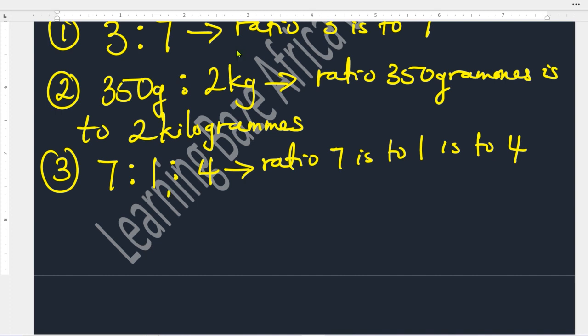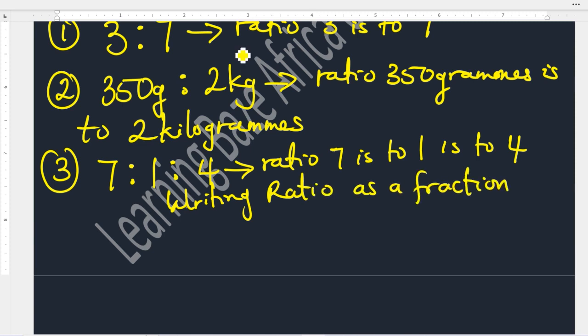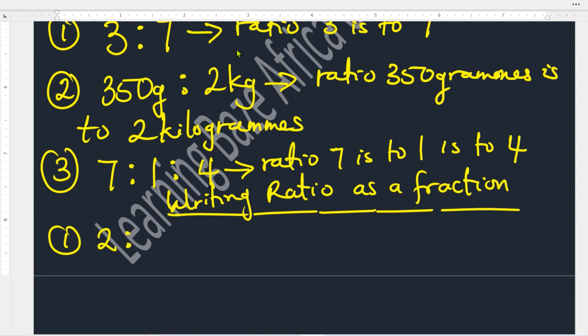How do we write ratio as a fraction? We did that previously. Writing ratio as a fraction. Now, when you have something like ratio 2:7, ratio 2:7 will be equal to 2/7. So we have been able to write the ratio 2:7 as a fraction. Ratio 2:7 is equal to 2/7. Now look at another one.